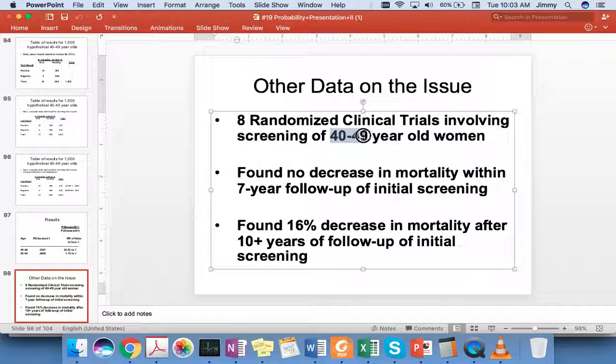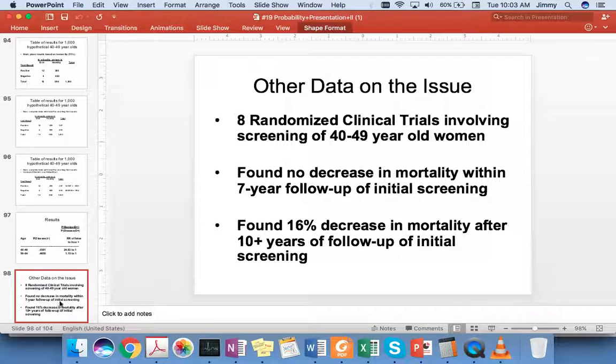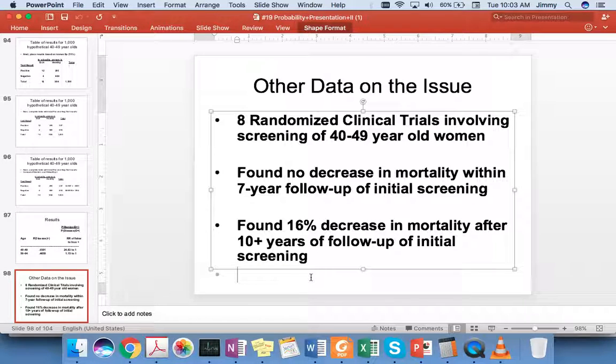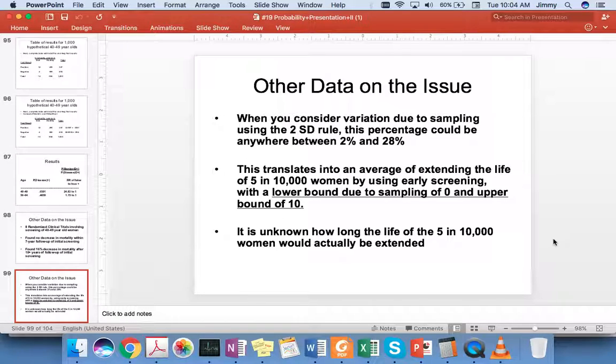So this is 40 to 49, so that's still under the age range of 50 to 64. Essentially, what did they do with this? When you consider the variation due to sampling using the 2 standard deviation rule, the percentage could be anywhere between 2 and 28% mortality. This translates to an average of extending the life of 5 in 10,000 women by using early screening, with a lower bound due to sampling of 0 and an upper bound of 10, so 0 to 10 of 10,000. It is unknown how long the life of 5 in 10,000 women would actually be extended.